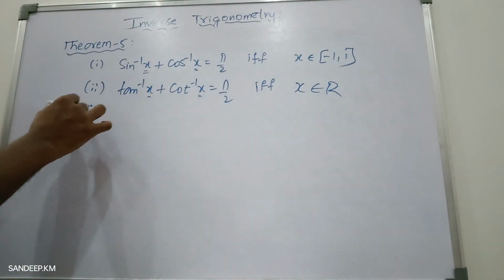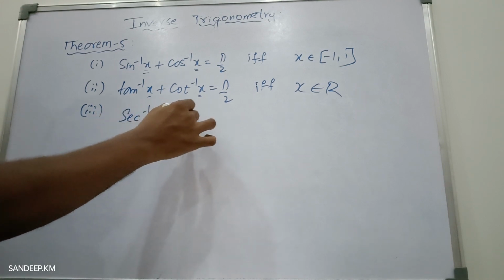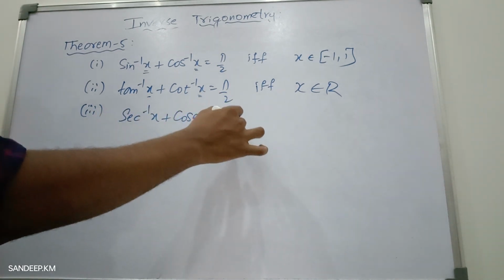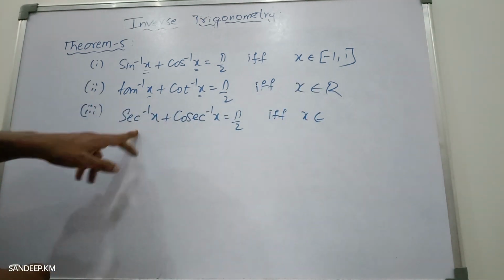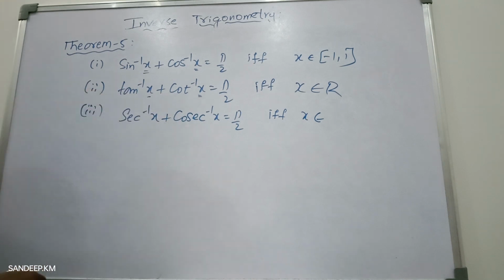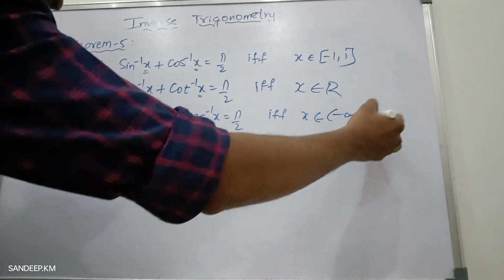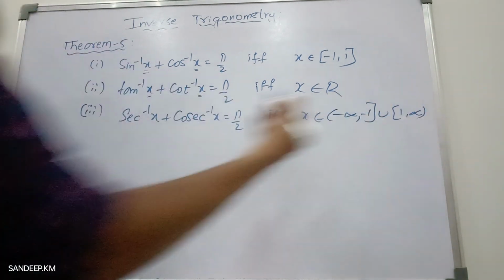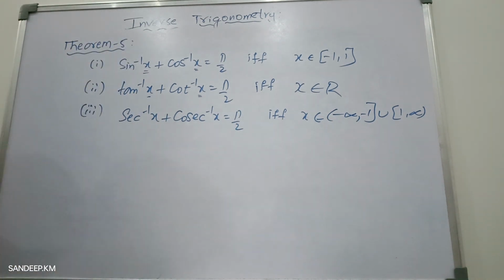And finally, the third one, you can easily guess it. Secant inverse x plus cosec inverse x is equal to pi by 2 if and only if x belongs to the common domain of secant inverse x and cosec inverse x. The domain of both is the same: minus infinity comma minus 1 union 1 comma infinity. Out of these three, I will prove any one and you can prove the remaining two. Let me prove the third one itself.